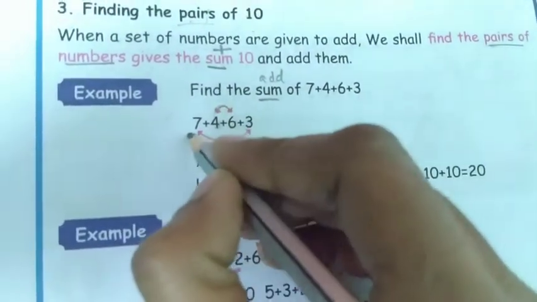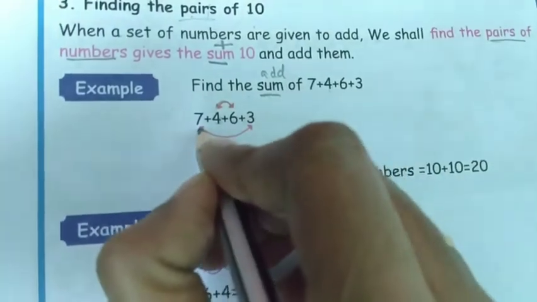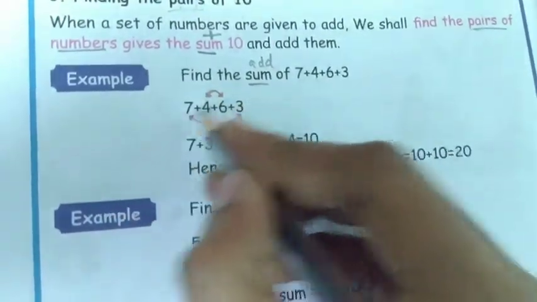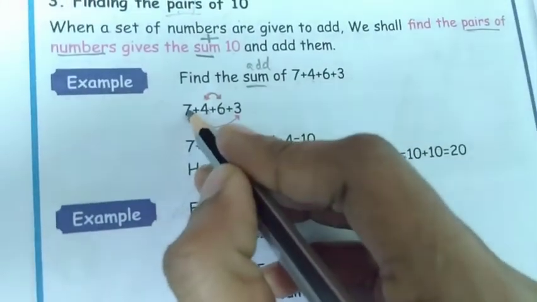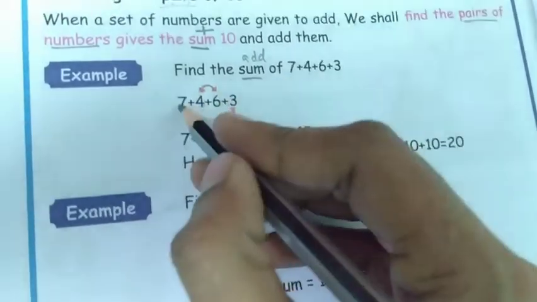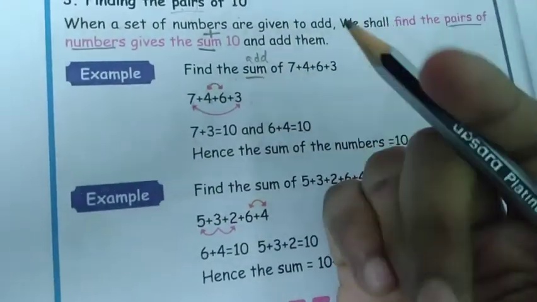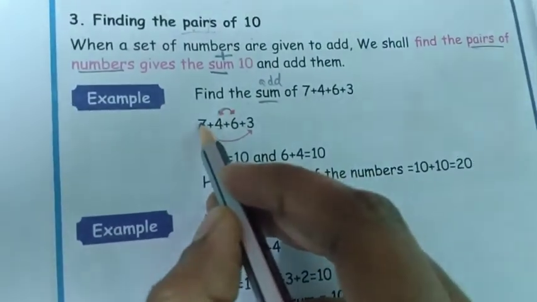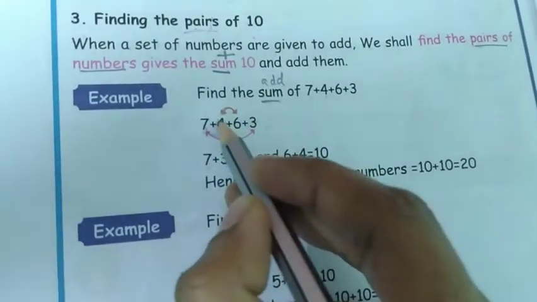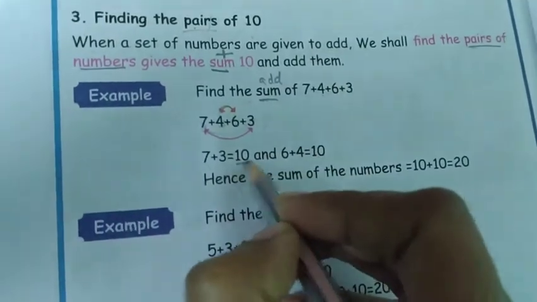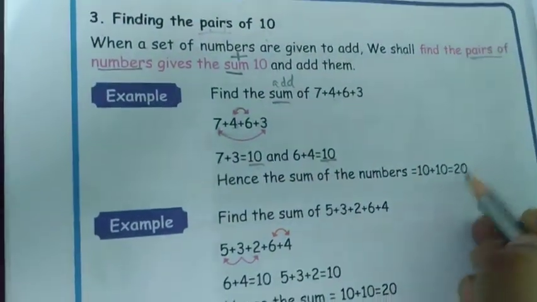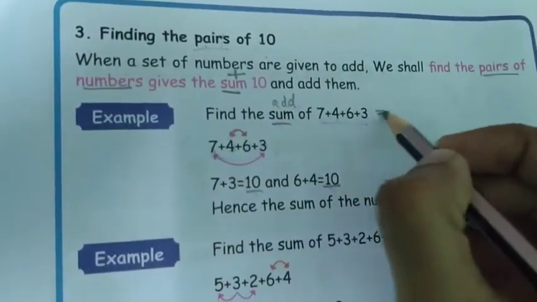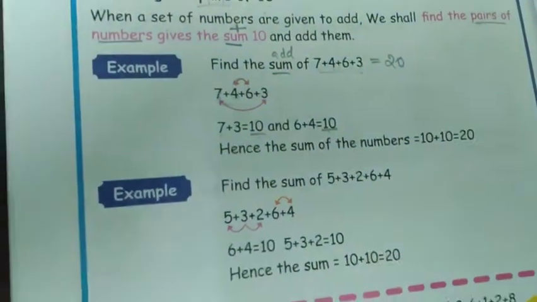Now pairing these two numbers, which are the remaining numbers, ma? What are the remaining numbers? 7 and 3. Now we add 7 and 3, what is the answer? 7, after 3 numbers: 8, 9, 10. So 7 plus 3 also 10. Okay, wow. Now these two numbers give 10 and these two numbers give 10. Now 10 plus 10 equal to what? 20. So what is the sum of these numbers? 20. Understand?